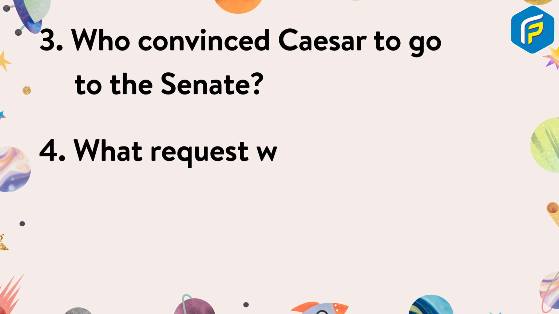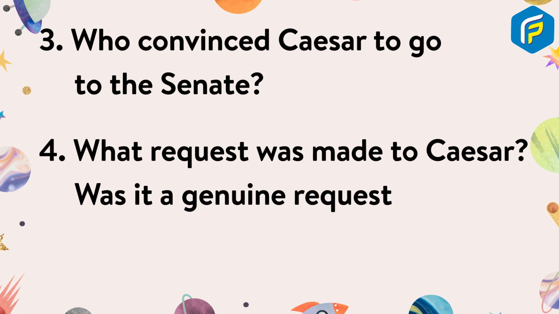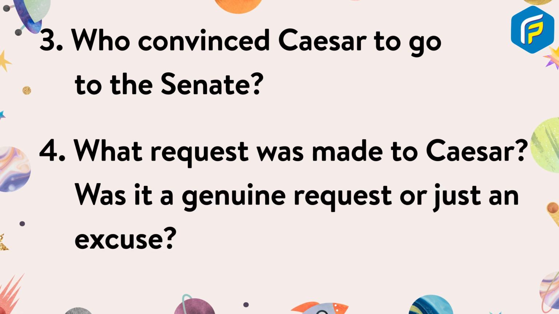4. What request was made to Caesar? Was it a genuine request or just an excuse? Answer. Initially, Caesar was called by his close friend Brutus to the Senate Hall. There, everyone tried to stab him. He fought with them. When he found his own friend turned against him, he could not resist and opted to die instead of living, even after knowing his friend's unfaithful activity towards him. So the request made was just an excuse.